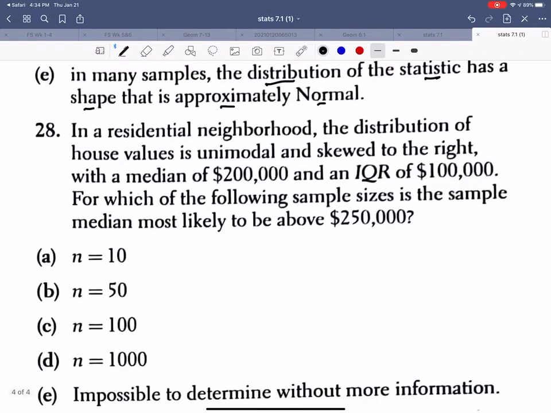In a residential neighborhood, the distribution of home values is unimodal and skewed right, with a median of 200 and an IQR of 100. So I'm going to give you some data, which probably will help you kind of envision this.